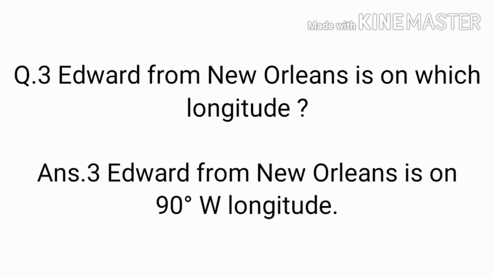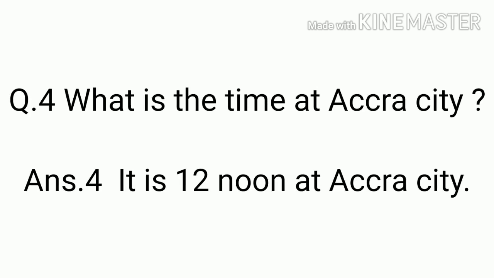Question 3. Edward from New Orleans is on which longitude? Answer. Edward from New Orleans is on 90 degrees west longitude. Question 4. What is the time at Accra city? Answer. It is 12 noon at Accra city.